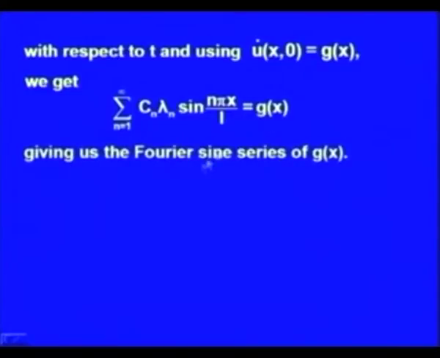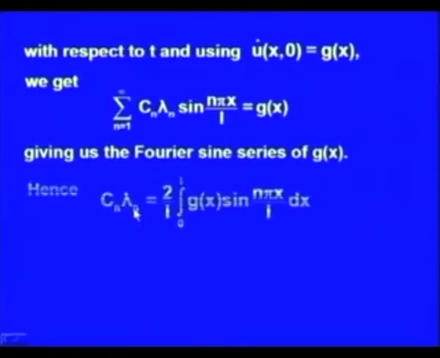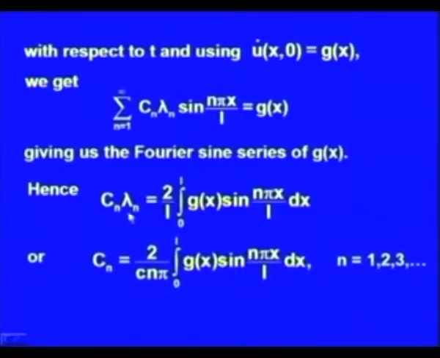again giving us the Fourier sine series of the function g(x), and therefore C_n λ_n will be equal to 2 over L integral 0 to L g(x) sin(nπx/L) dx. Now, let us put the value of λ_n as cnπ/L, then we will get C_n as 2 over cnπ integral 0 to L g(x) sin(nπx/L) dx, where n takes values 1, 2, 3 and so on. Let us call it equation number 3.